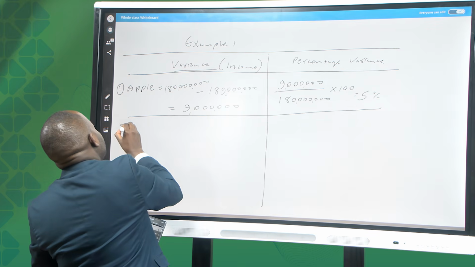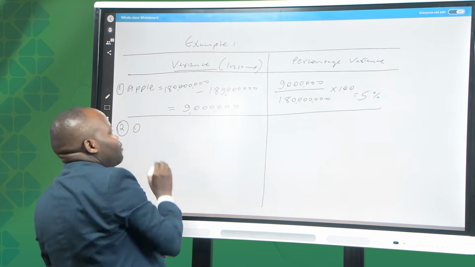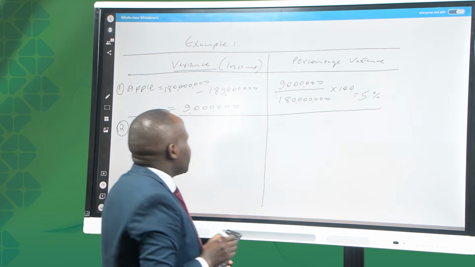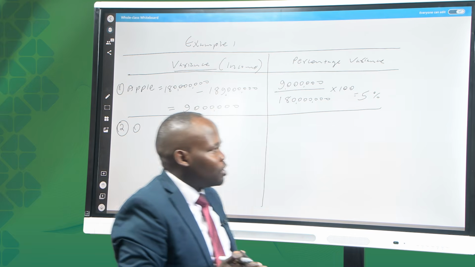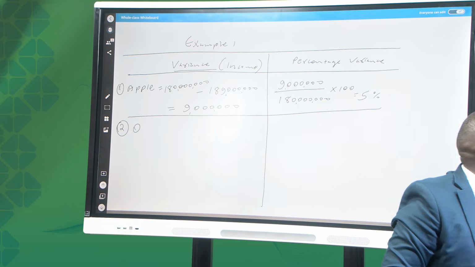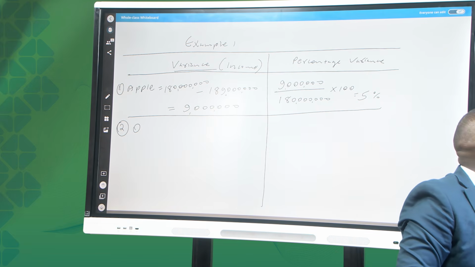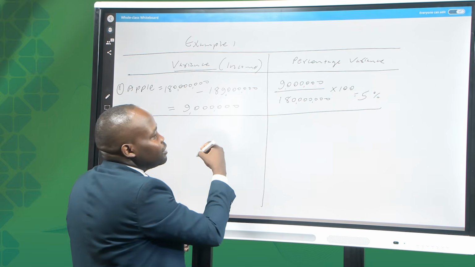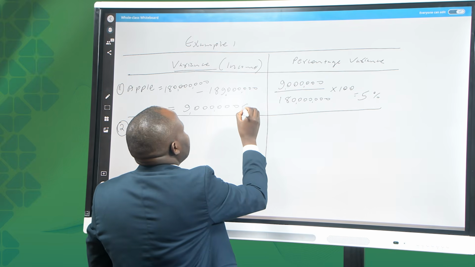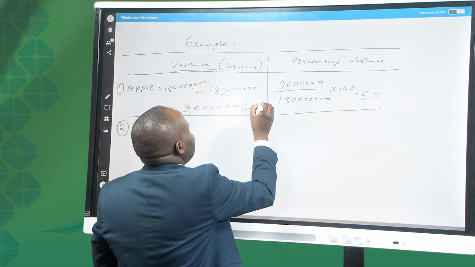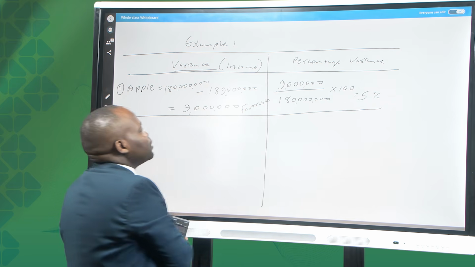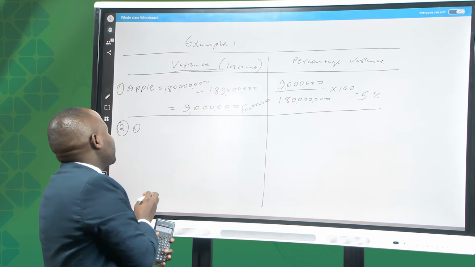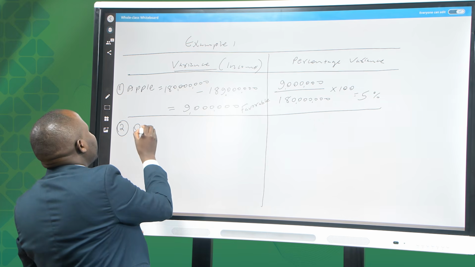The second variance is on, now variance can either be favorable or adverse. We had budgeted to receive 180. We received 189. So in this case, we received more than what we had budgeted. So it is favorable, because we benefited, we received more. The next one is oranges.